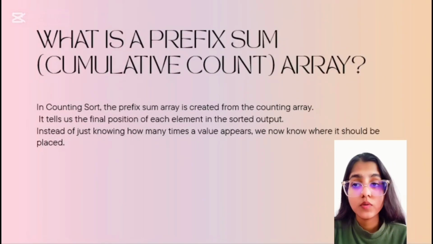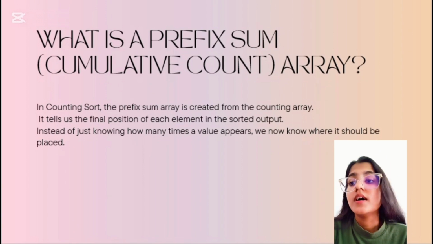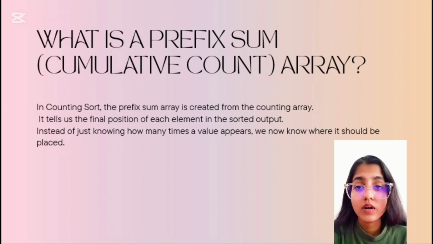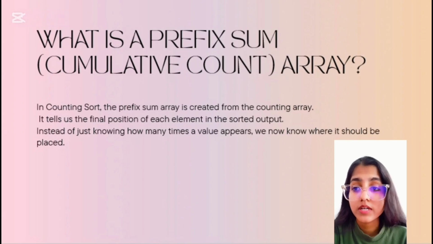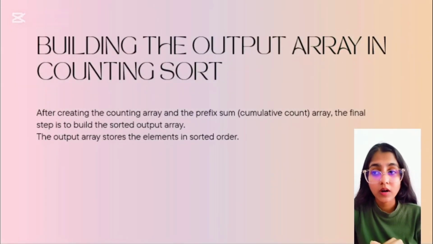Now I'll explain the prefix sum, which is also known as the cumulative count array. In counting sort, the prefix sum array is created from the counting array. It tells us the final position of each element in the sorted output. Instead of just knowing how many times a value appears, we know where it should be placed. In simple words, the cumulative count array tells us how many elements are less than or equal to a given value.